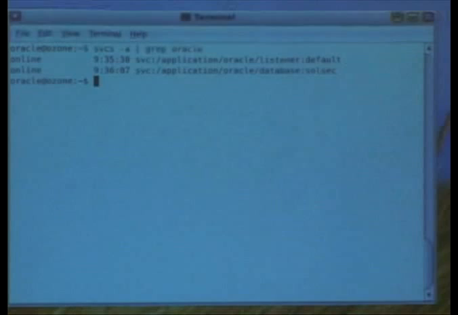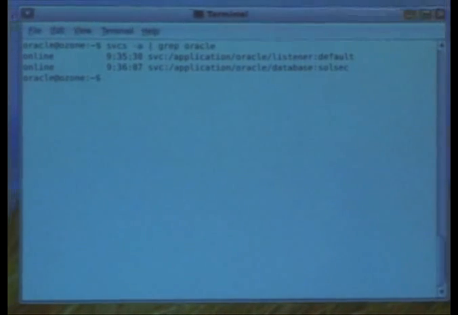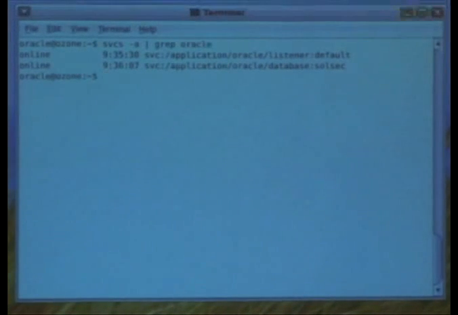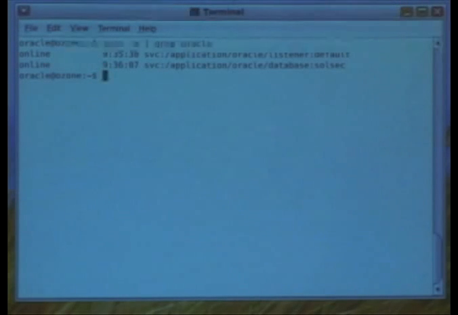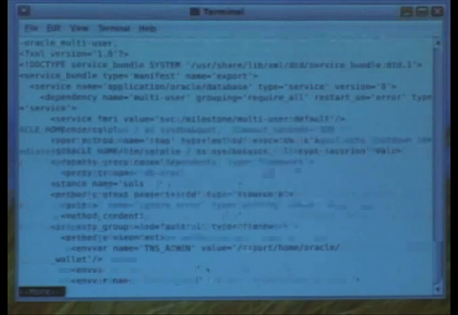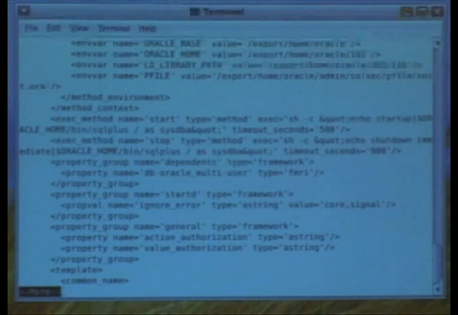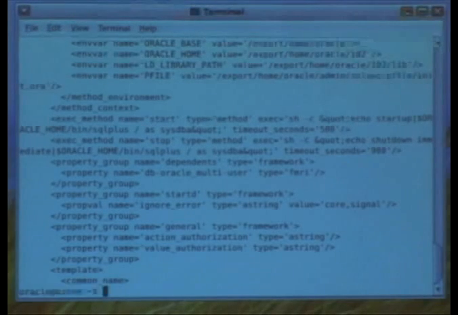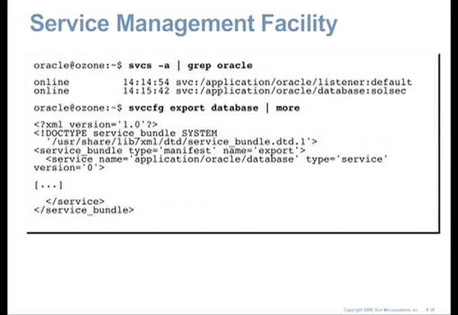So if I look, for example, at the output of which services are currently running, just for Oracle, we see that both the database and the listener are online and have been running since, I guess I'm on California time on this box, since an hour ago or so, right? And if we look at the configuration, service config export, for example, for the database, you see the manifest for that particular system. So let me go back to the slides and explain some of this in a little more detail.